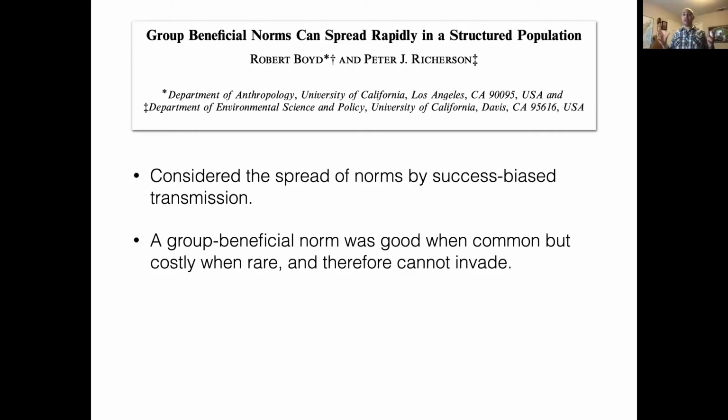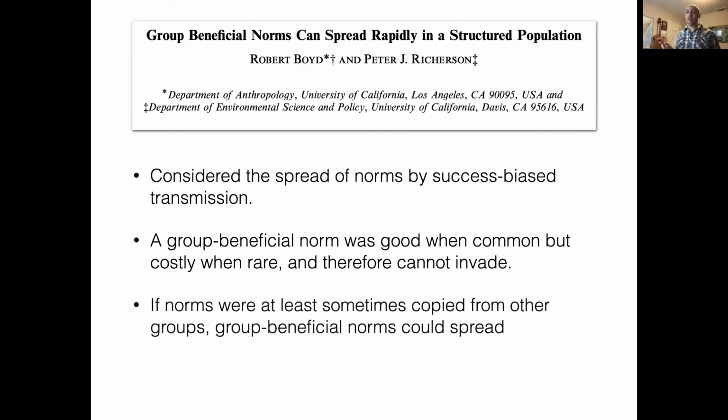A group beneficial norm is great when it's common, but it can't invade when it's rare because it's costly, because people imagine contributing a bunch to a public good. Like imagine there's a workers' union and it would be really great if everyone was protected by the workers' union. But if you only have two people being like, come on, and they're putting all their effort into doing this and no one's going along with it, they're suffering costs, and maybe other people are getting the benefit of their work, but they're not receiving any of their own benefit. So it's not going to spread.